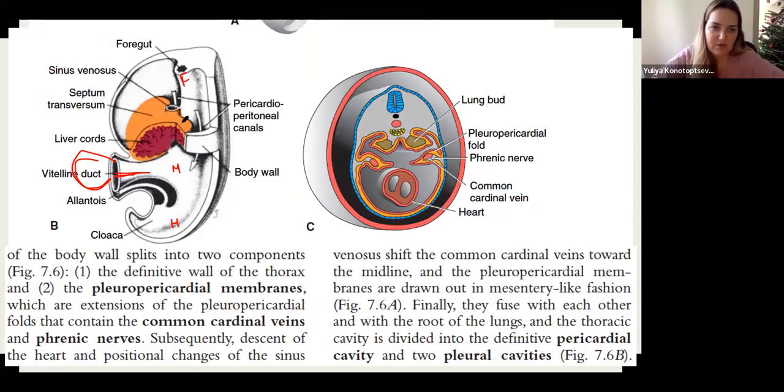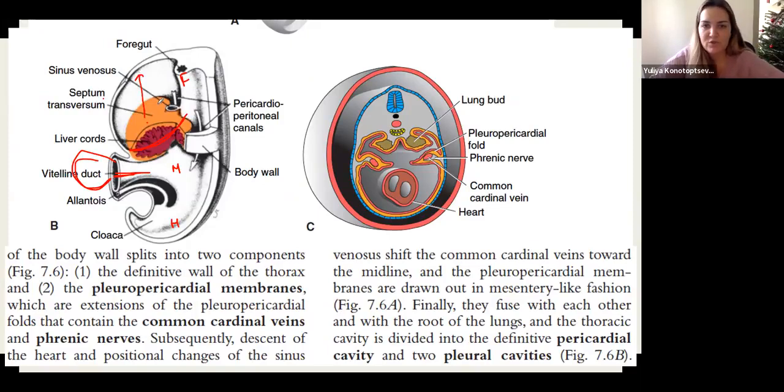So we can see that there is a very thick brick of mesoderm, which is known as the septum transversum, right? It is proliferation of the visceral mesoderm. And the purpose of it is to divide your newly formed body cavity into two. So everything above it is the thoracic cavity. Everything below it is the abdominal body cavity.